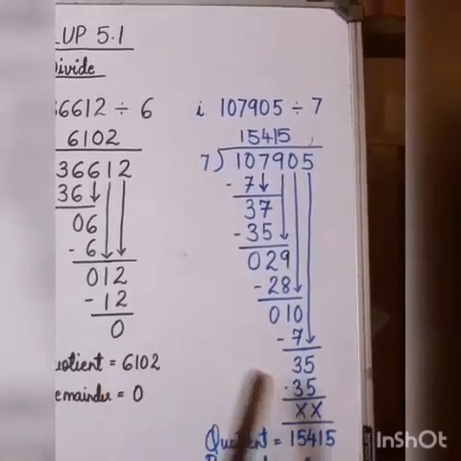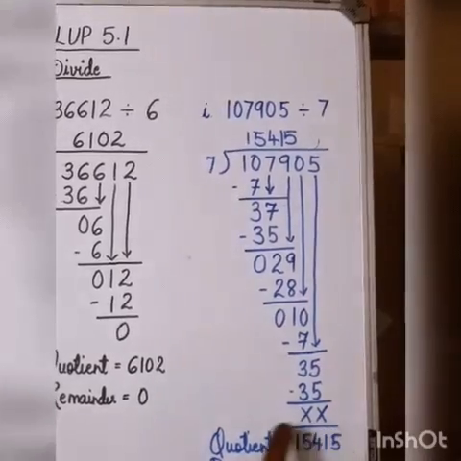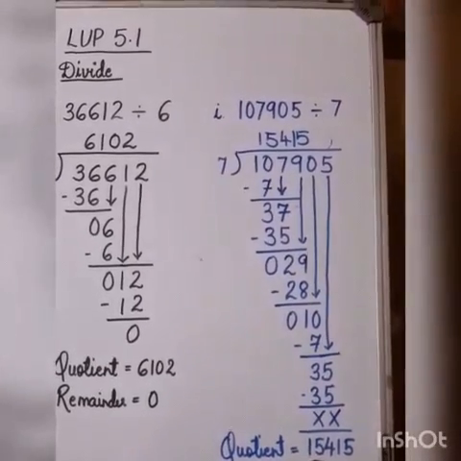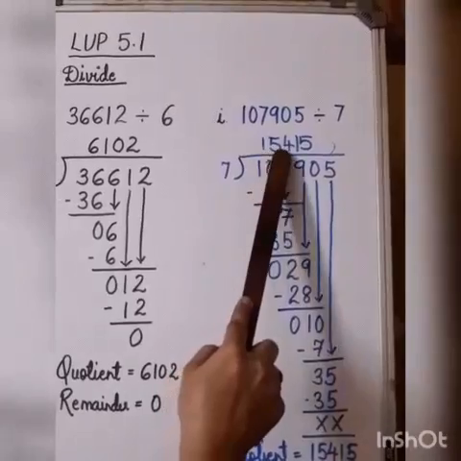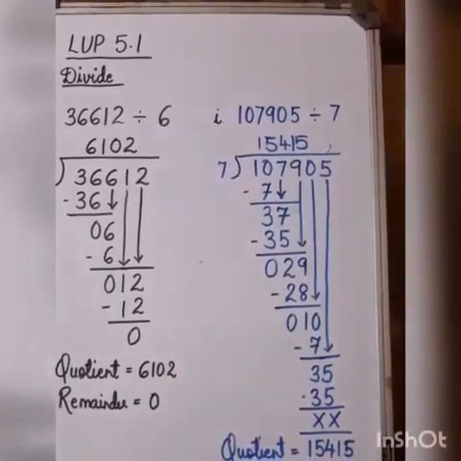We can put 0 or cross, anything we can use. So here the quotient is 15,415 and the remainder is 0.